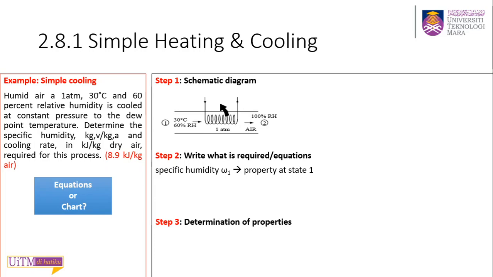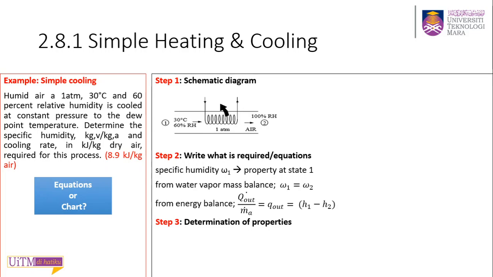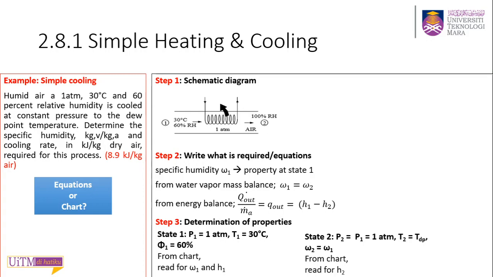The next, dia nak suruh kira, it asks us to calculate the cooling rate, the amount of heat removed from the air, in units kilojoule per kg, in other words, Q out, small letter Q out. So gunakan SFEE, kira untuk Q out kecil. So H1 minus H2. H1 and H2 values are read from the chart. Alright, easier way. So for step 3, based on the properties yang ada dalam soalan, we are going to plot the chart and read whatever properties we require. So for state 1, we have to read omega 1 and H1. For state 2, we have to read H2.